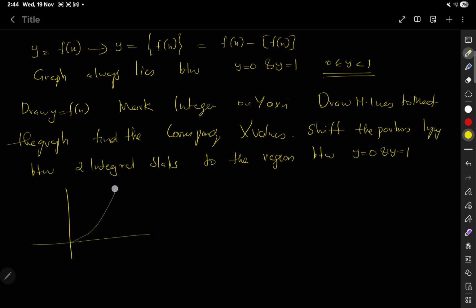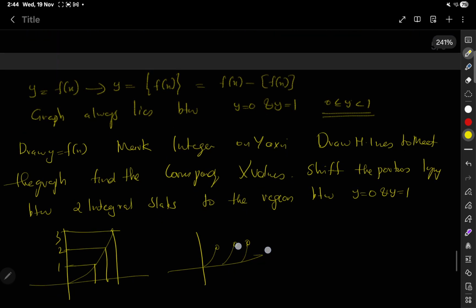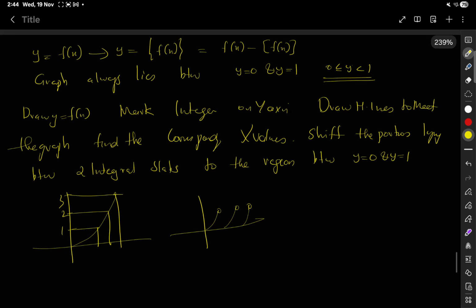So if you have a graph something like this, this is 1, this is 2, this is 3. Then what to do? This part is already lying between 0 and 1, so no change. Here it should come here, here it should come here. That's the graph. That's a rough one, we will do it properly. Clear?